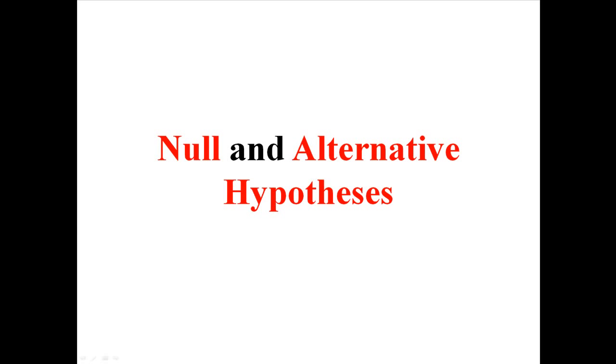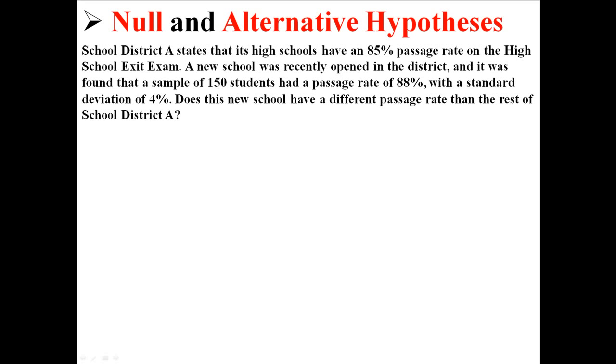In this lecture, I'll be talking about null and alternative hypotheses, and I'm going to start off with an example. School District A states that its high schools have an 85% passage rate on the high school exit exam. A new school was recently opened in the district, and it was found from a sample of 150 students that they had a passage rate of 88% with a standard deviation of 4%.